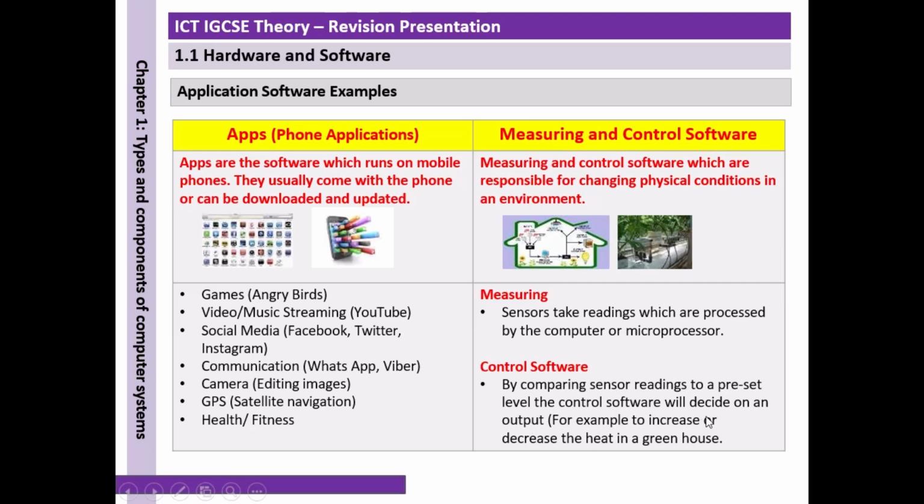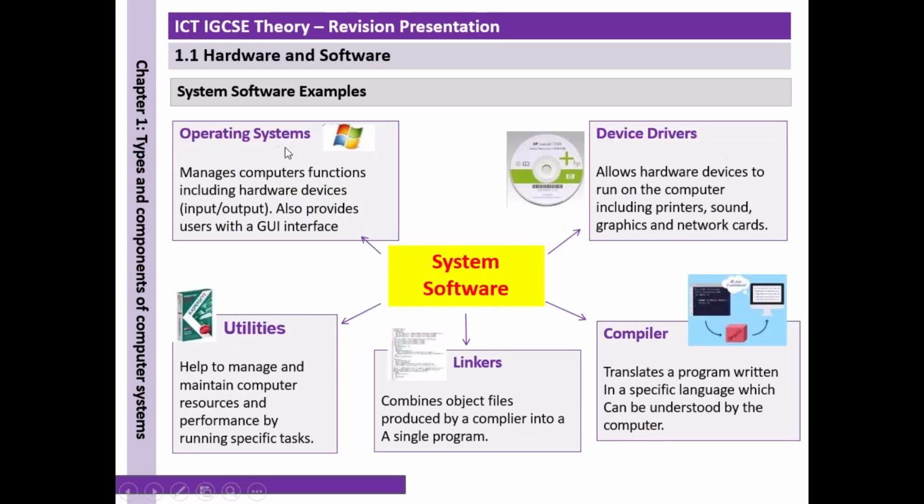For example, to increase or decrease the heat in a greenhouse. And then we are coming to system software. System software, we said there in how many groups? Operating system, device drivers, utilities, linkers, and compilers.